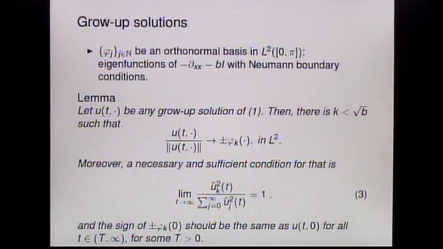So this k here will be such that this limit is going to be 1. So this element here and this one are the eigenmodes for the solution u when we decompose it in this orthonormal basis here. So k is such that this is satisfied, and here we have a condition to determine the sign of this function. So what we have is that if u is a grow-up solution, an unbounded solution with time, then if we normalize the solution, it will converge to plus or minus phi k, some eigenfunction in this orthonormal basis. So if we consider the original orbit u, it will grow up to infinity in the direction of this eigenfunction here.